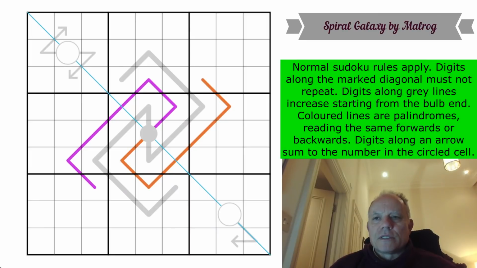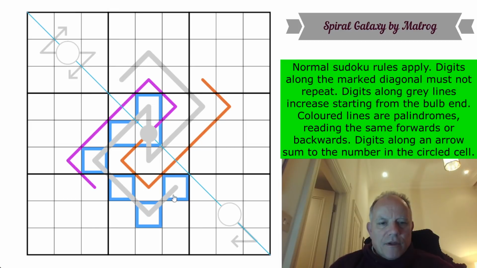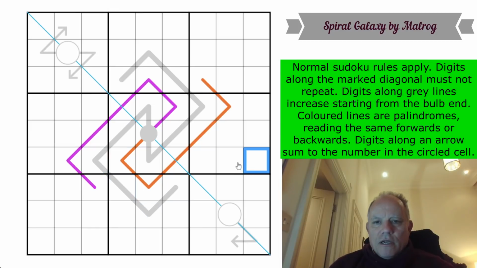Now, this puzzle looks fabulous, as I say, but let's go to the image that we're going to use to do the rules. So here we go. This is Spiral Galaxy by Malrog. Now, normal Sudoku rules apply. Digits along the marked diagonal, that's the blue line, must not repeat. Digits along grey lines increase starting from the bulb end. So these are thermos running there and running symmetrically the other way. So they're very prettily drawn.